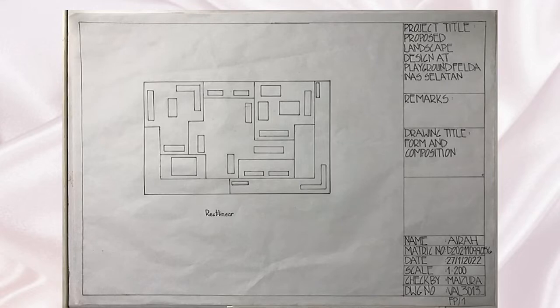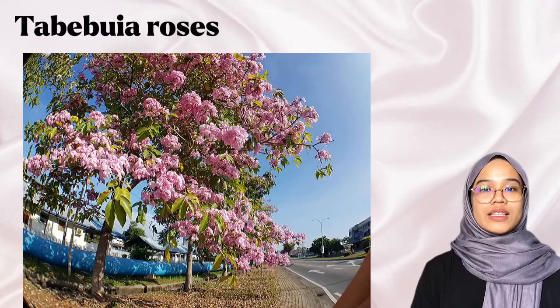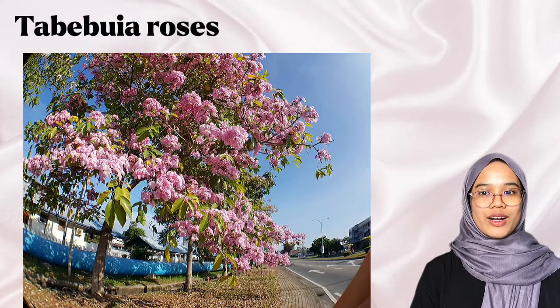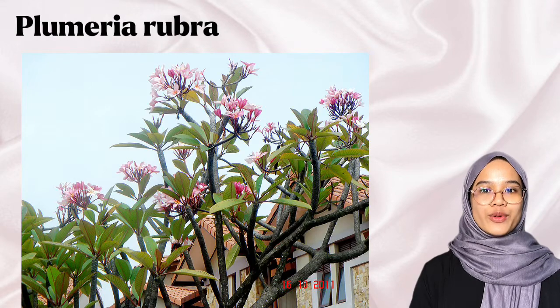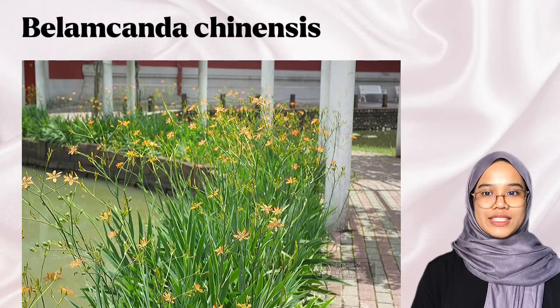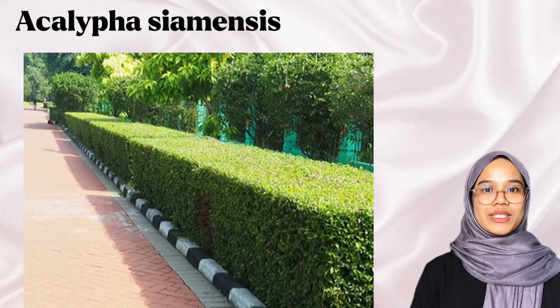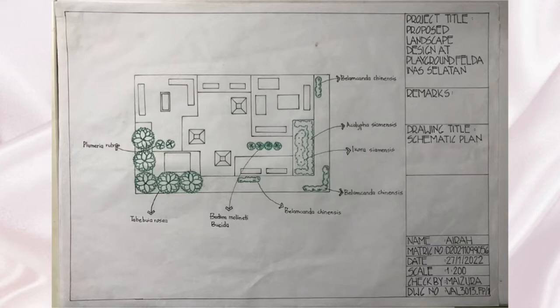In this schematic plan also, I draw 6 types of vegetation on this stage, such as Tabebuia rosea, Plumeria rubra, Bauhinia monandra, Belamcanda chinensis, and Acalypha siamensis. So this is my schematic plan.